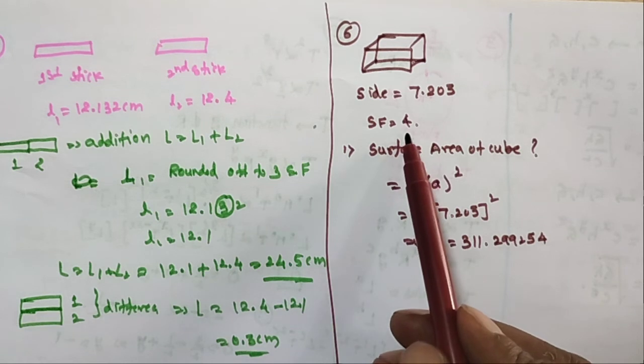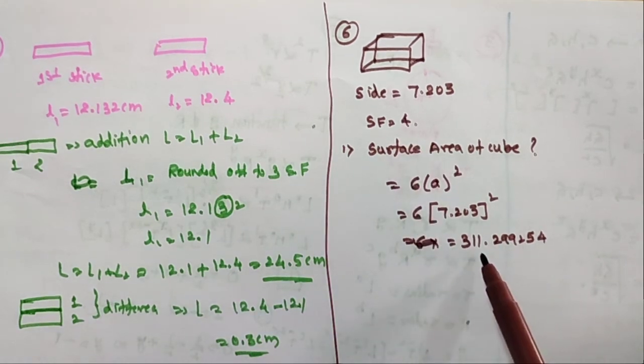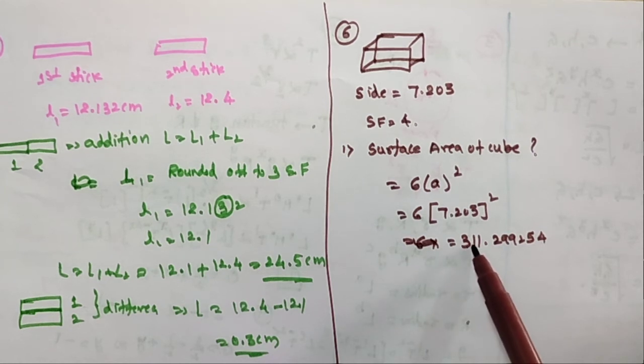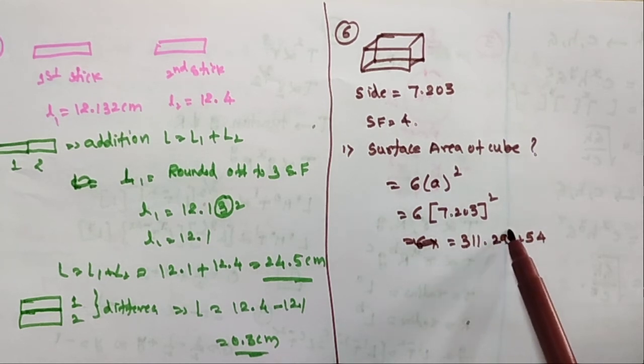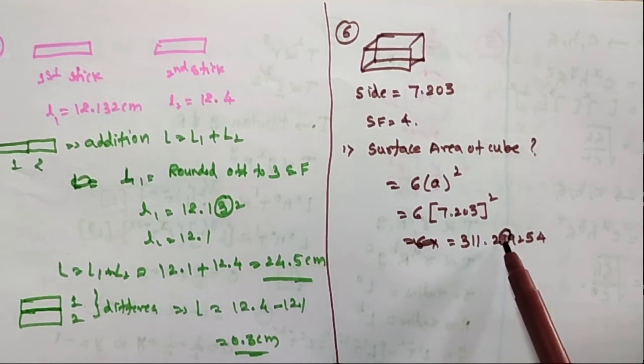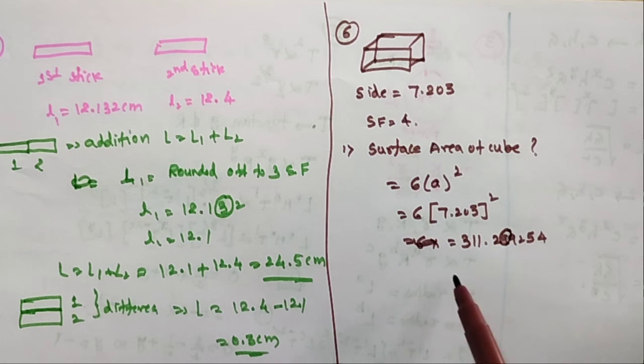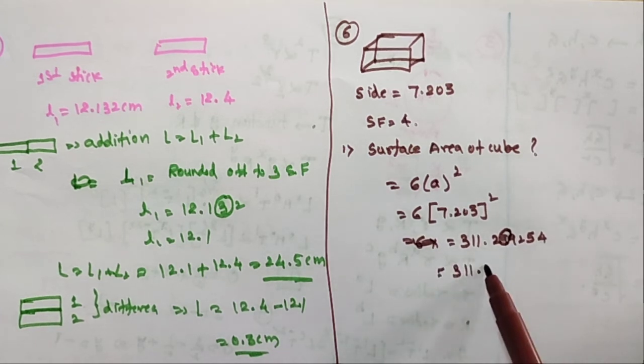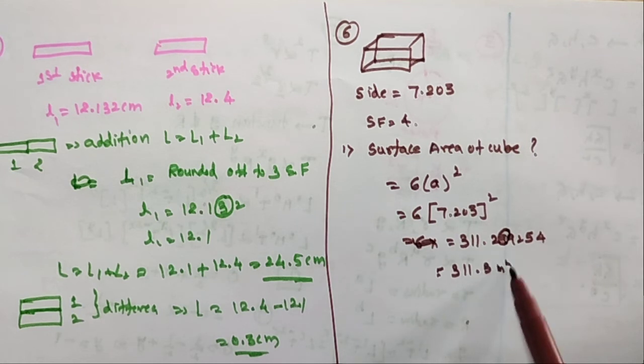Here the significant figure is 4. So I am taking the significant figure as 4, that is 1 2 3 4 5. So this is a round up. The 9 is round up. Therefore, this is the approximate value 311.3 meter square.